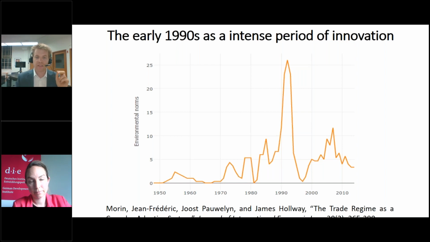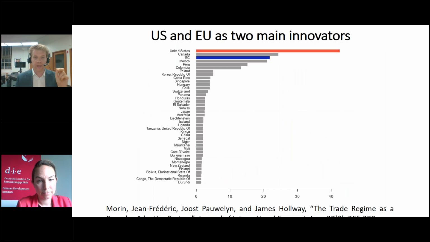So because NAFTA and its side agreement were really innovative, countries like the United States, Canada, and Mexico rank in the top 5 of the most innovative countries measured by the number of unprecedented environmental provisions introduced in their trade agreements. But they are not the only one. The EU is also a very innovative entity.